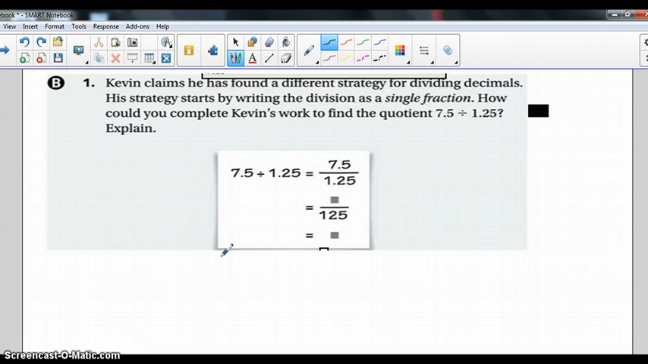For this one, we have another strategy where we are going to write the division problem as a single fraction, where the divisor and dividend will now be written as a single fraction. We take the first number and make it the numerator in the fraction, and then we take the divisor and put it as the denominator in the fraction. So 7.5 divided by 1.25, we rewrite it as 7.5 over 1.25.